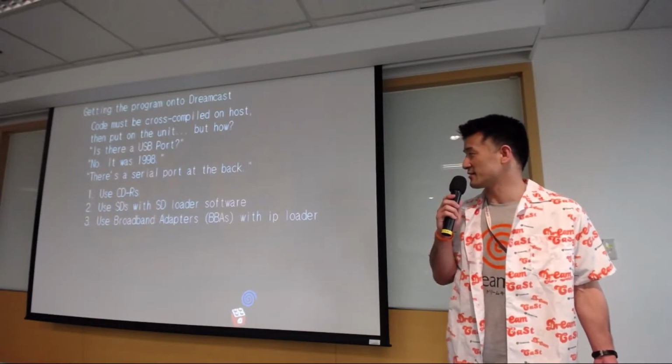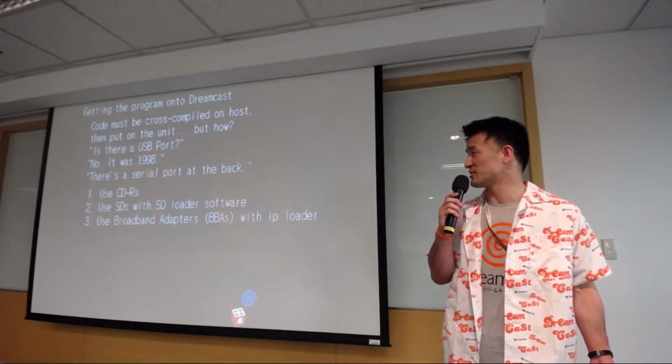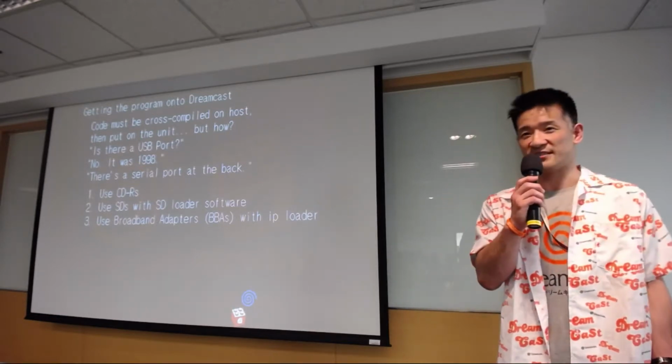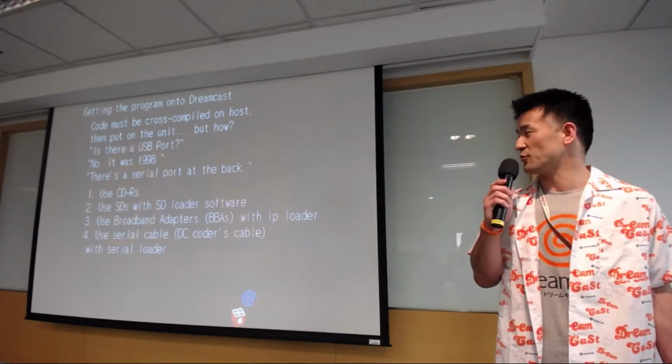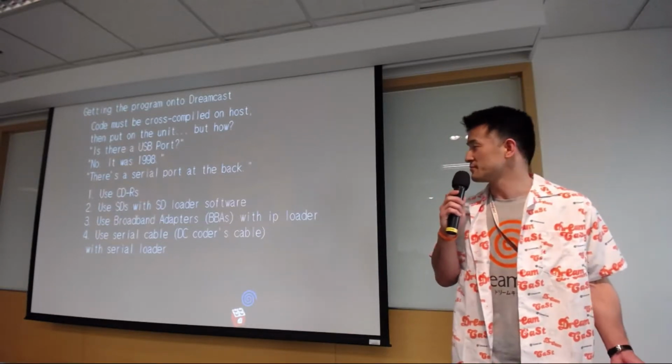But another thing you could use is what's called broadband adapters. They are Ethernet adapters basically for the Dreamcast. And also you could use a serial cable, also called a DC coder's cable.